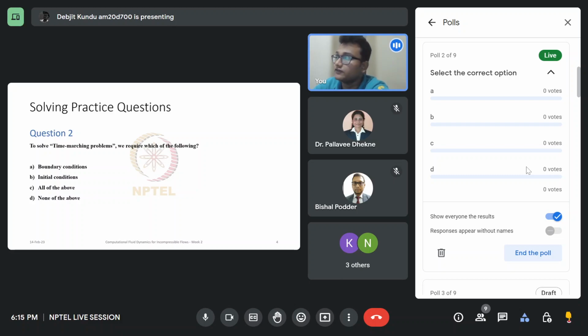So, in order to solve time marching problems, what do we require? Do we require boundary conditions? Do we require initial conditions? Do we require all of the above? Here it's a bit tricky. All of the above means just A and B, and none of the above means none of them, neither A, B, nor C. So this is something to take into your consideration.